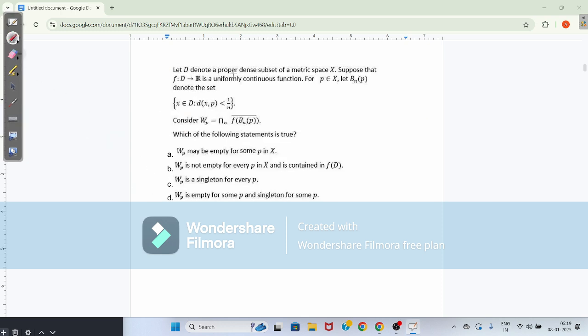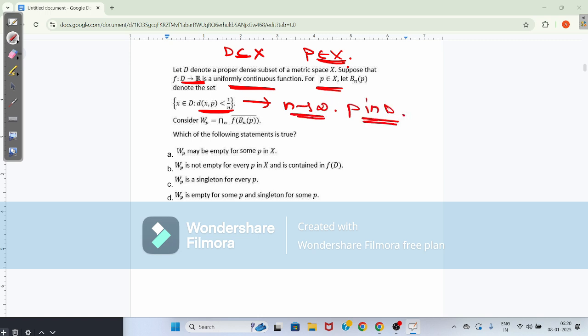D denotes the proper dense subset of a metric space X. Okay, and here given P belongs to X. P will be some value in D here. And D to R is uniformly continuous. It satisfies the condition of uniform continuity here, and this implies that as n tends to infinity, the value of P in D is shrinking.